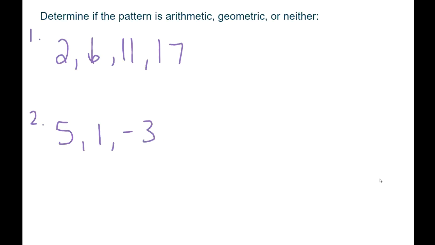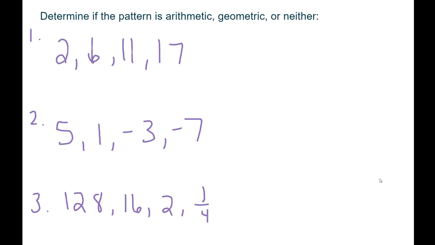All right, for these next examples, you are going to have to determine if the pattern is arithmetic, geometric, or neither. So you will be given, for example, something like this: 2, 6, 11, 17. That'd be example 1. The second one we'll do 5, 1, -3, -7. And the last one we will do 128, 16, 2, and 1/4.